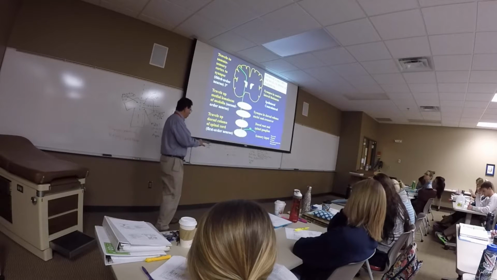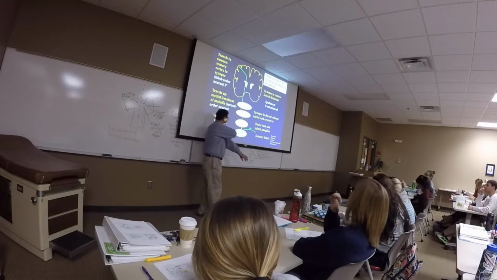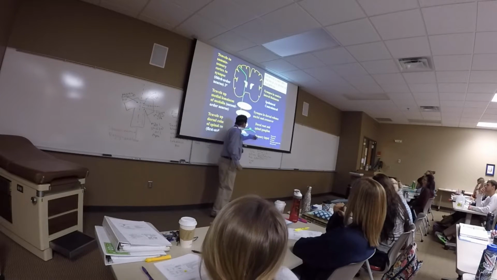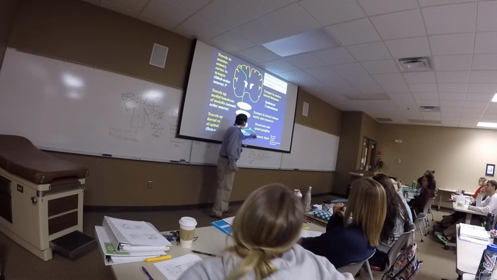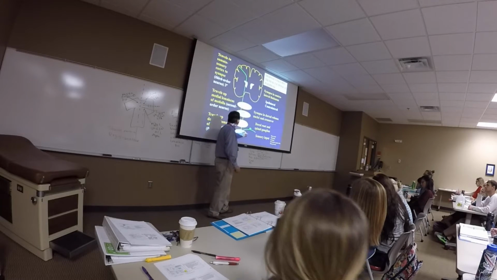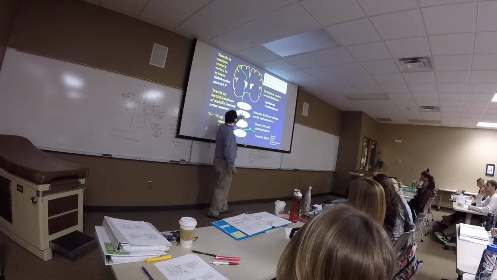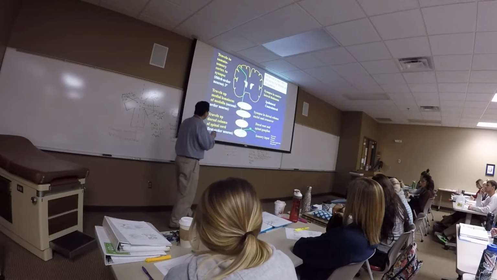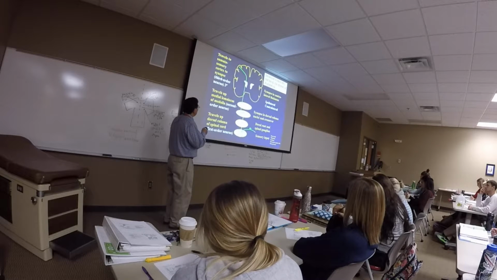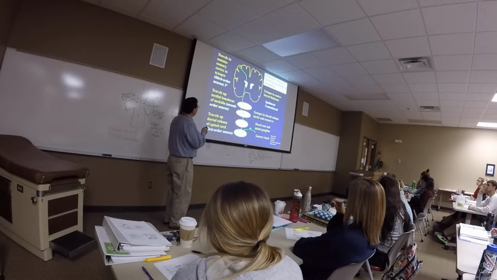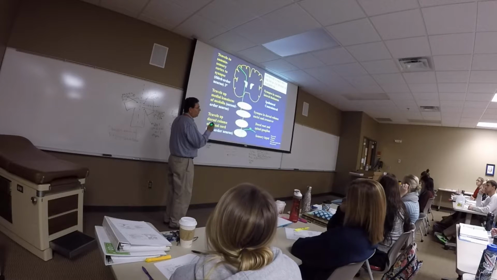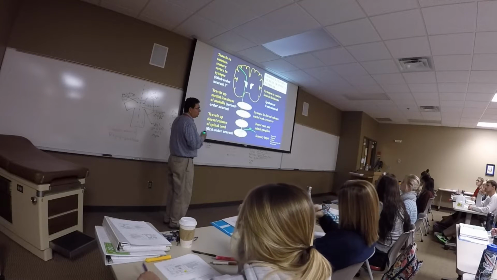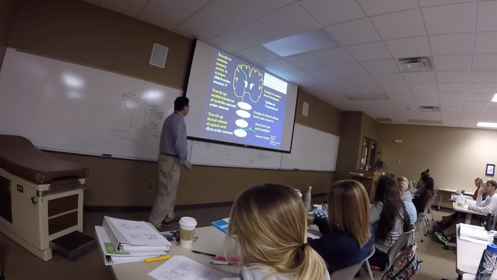If I were to scratch my shoulder, it would be a different receptor I'd be activating, a different afferent neuron. It would synapse with a different second order neuron. It would activate a different third order neuron, going to the area of my body that corresponds with the shoulder, and I would have shoulder perception. This is what gives us great location discrimination.